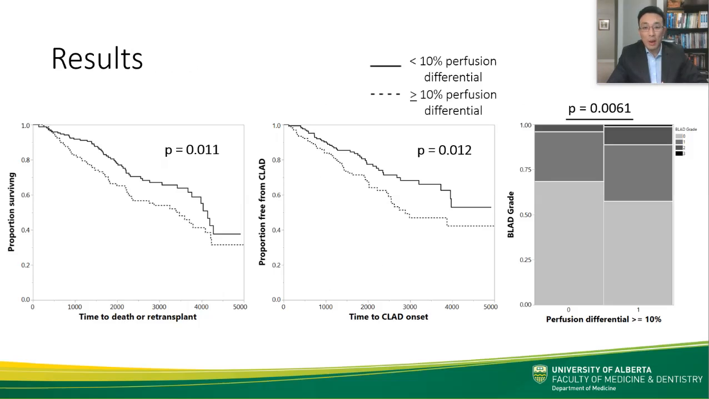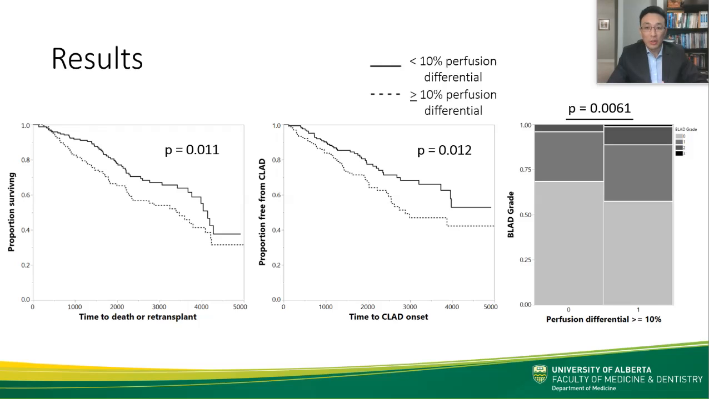We see that the group with unbalanced perfusion on 3-month VQ scans, represented by the dotted lines, had impaired survival and secondarily increased CLAD onset as compared to their counterparts with balanced perfusion. We also found that baseline dysfunction is more frequent and more severe in the wide perfusion differential group. That brings us to our conclusions.